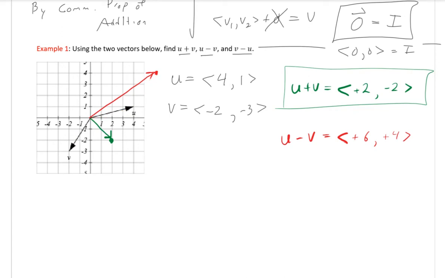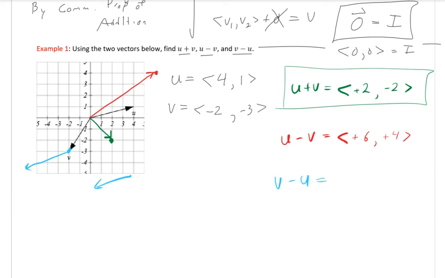Likewise, if I do another color, this blue, and do v minus u, what should happen is I should go to v and add the opposite of u. Notice that u is this length, but it's going in that direction. So all I need to do is change the direction and have it go that way. So I should get a value that goes down here somewhere.